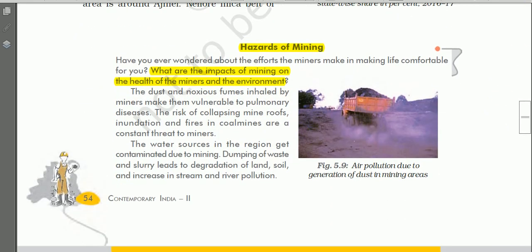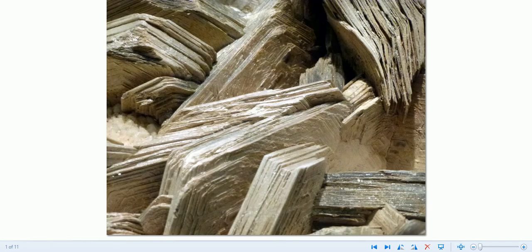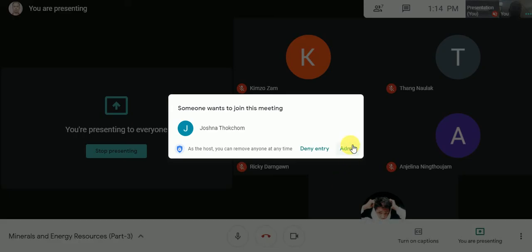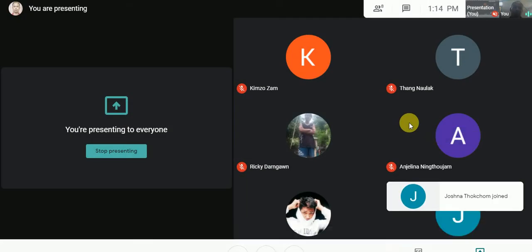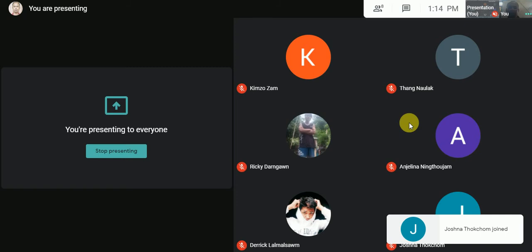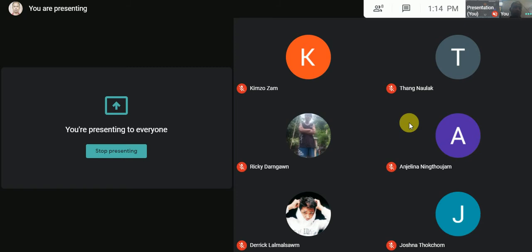Any question regarding distribution of mica and limestone?